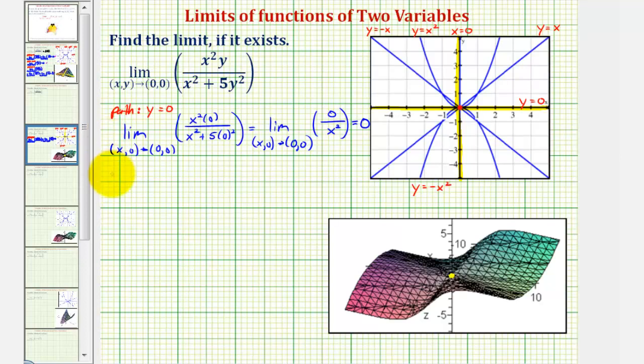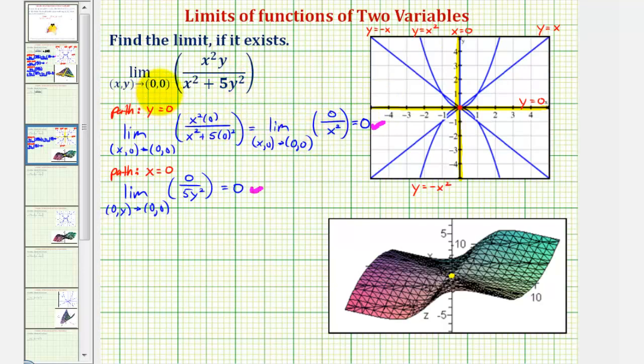Let's also consider the path x equals 0, which would be along the y-axis. So we'd have the limit of 0 comma y approaches 0 comma 0. Substituting 0 for x, notice how we'd have 0 in the numerator, and our denominator would be just 5y squared. And once again, notice how this is equal to 0 for all values of y except y equals 0, and therefore this limit is also 0. So now we've shown along these two paths the limit would be 0, which again doesn't mean this limit here is equal to 0. Let's consider a couple more paths.